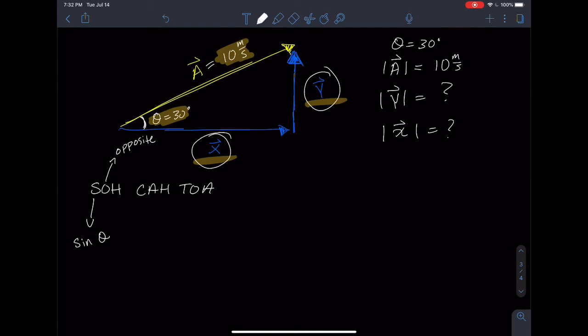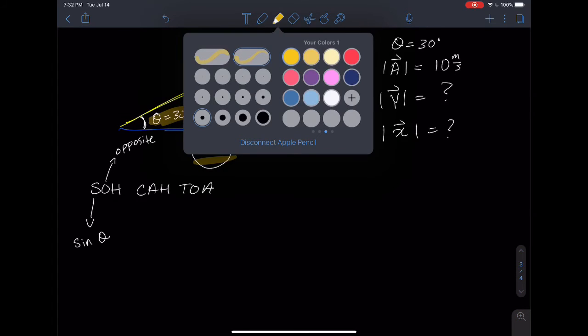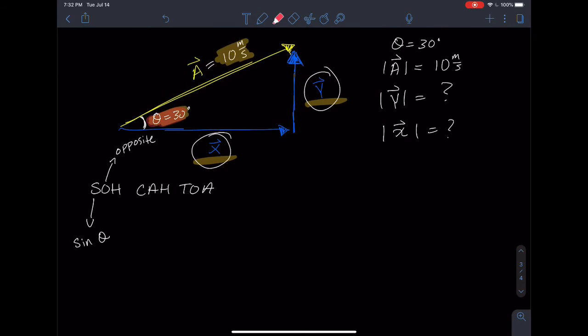So that is going to refer to the side that is opposite of the angle in question. And in this case, the angle that we're talking about is this theta, which is equal to 30. So that's the angle. The opposite is going to be the side that is opposite to the angle, which in this case is our vector Y right here. I'm just outlining it in white.